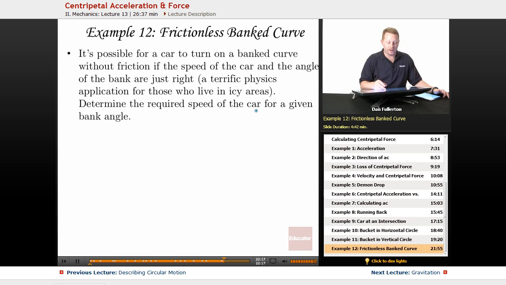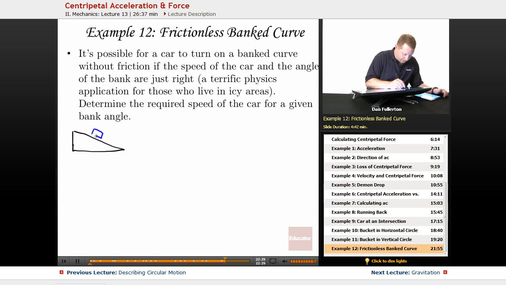Let's determine the required speed of the car for a given bank angle. So I'm going to start off by drawing my banked angle, and on here we'll put our car. I'm going to look at it from behind again. There's the license plate. And we have some angle theta to our incline. So we're going to start off with our free body diagram.